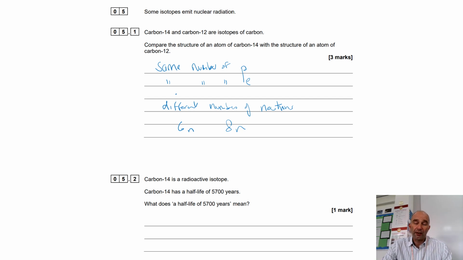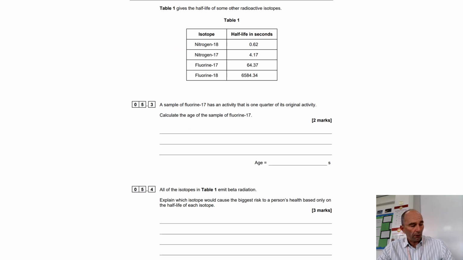5.2. So carbon-14 is a radioactive isotope. Carbon-14 has a half-life of 5,700 years. So what does that half-life actually mean? So the 5,700 years is the time it takes for the number of nuclei, radioactive nuclei, in the sample to halve. So that's all we're looking for. Half-life, the time it takes for half the activity to go, or half the radioactive nuclei to break down. There's several different ways you can actually answer that question, but it's another nice simple mark.